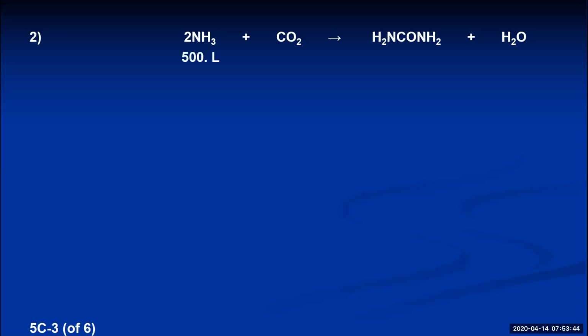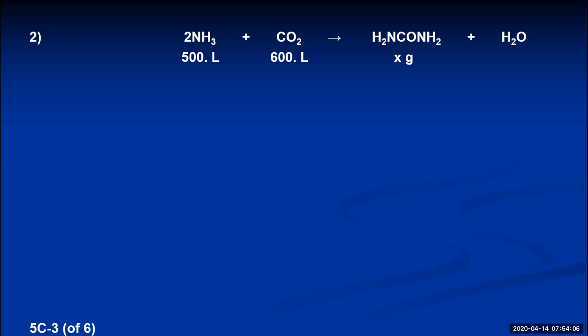The given information in the problem, 500 liters of the reactant ammonia, 600 liters of the reactant carbon dioxide. The question is, how many grams of urea will be produced? Because we're given 2 different amounts of 2 different reactants, we don't know which one is going to be completely used up in this chemical reaction, i.e. which one will be the limiting reactant.